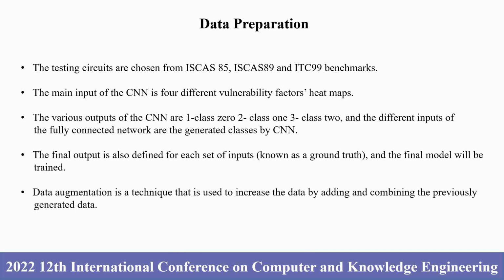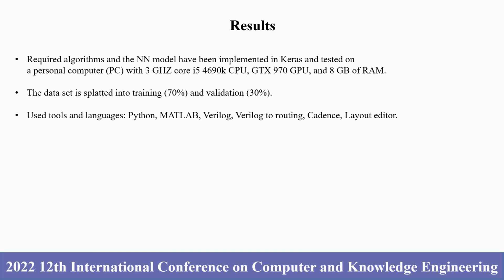Since we don't have too much data, we use a data augmentation technique. Data augmentation is a technique that is used to increase the data by adding and combining the previously generated data. So, the final step, we'll take a look at the results. The results were computed on a PC with a 4690K CPU, GTX 970 GPU, and 8 GB of RAM. However, the machine learning algorithms were trained on the GPU, not the CPU. The data set was split into training and validation, 70% for training and 30% for validation. In this process, we use Python, MATLAB, Verilog, Verilog to Routing, Cadence, and a layout editor. Python and MATLAB are for the neural network and the heat maps, Verilog and Verilog to Routing for the transition probability and the delay, and Cadence and the layout editor for calculating the number of routing congestion and white spaces.